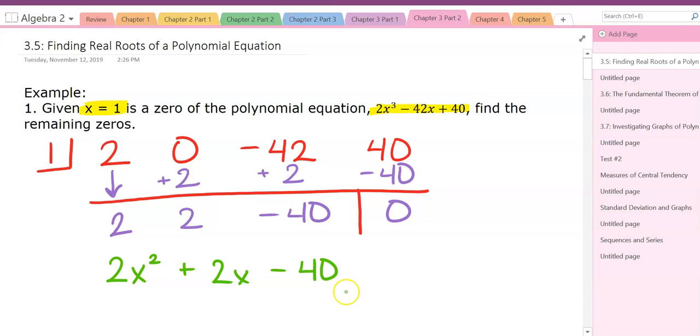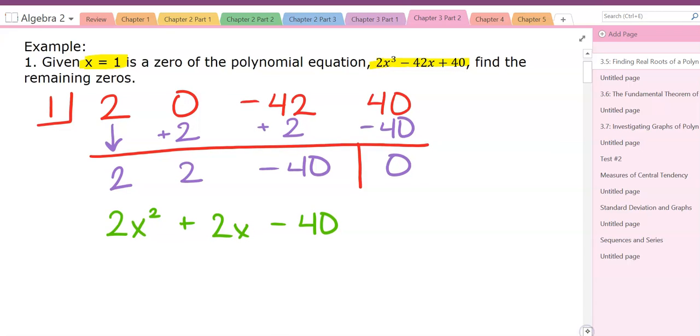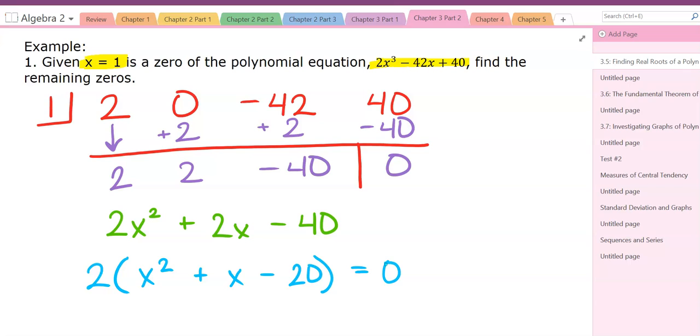Now what I'm going to do to try to save myself some work here, do you guys see how all these numbers, 2, 2, and negative 40, they're all even, right? So if I try to take a 2 out of everything, what am I going to be left with? If you factor out a 2, what's going to be left? Okay, and let's think about this being set equal to 0 here. Now the 2 that I pulled out is not really going to do anything because I just removed it from the problem. What I want to focus on is that x squared plus x minus 20 piece.